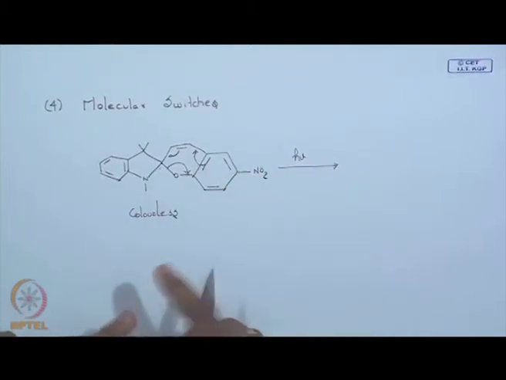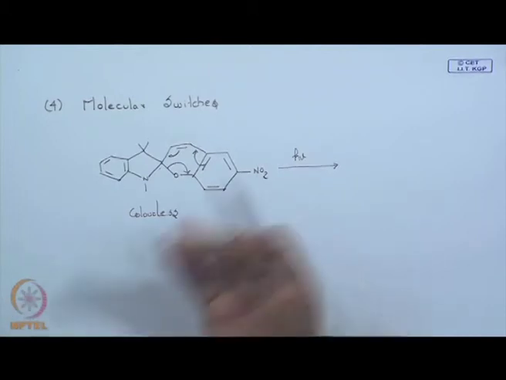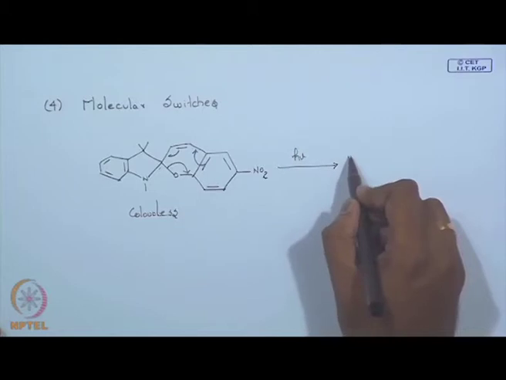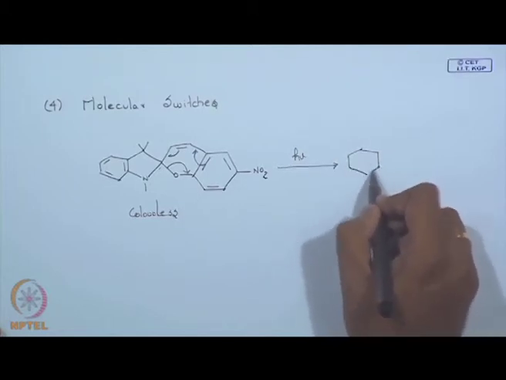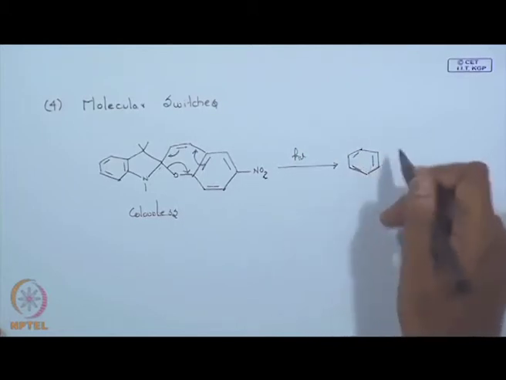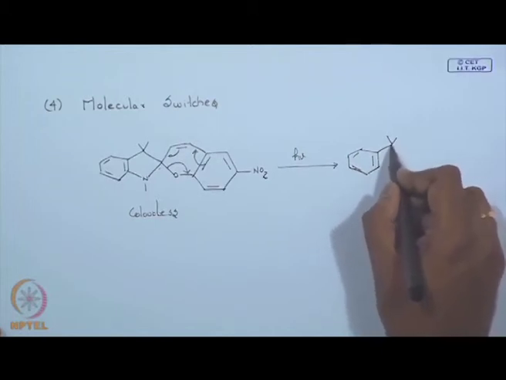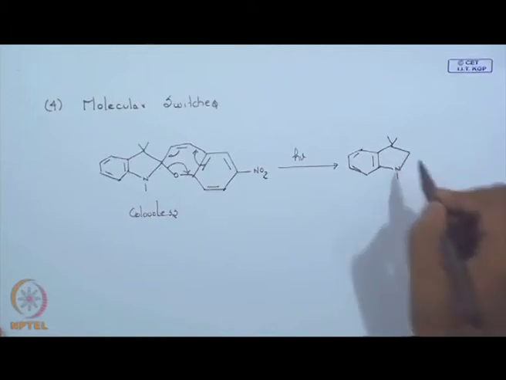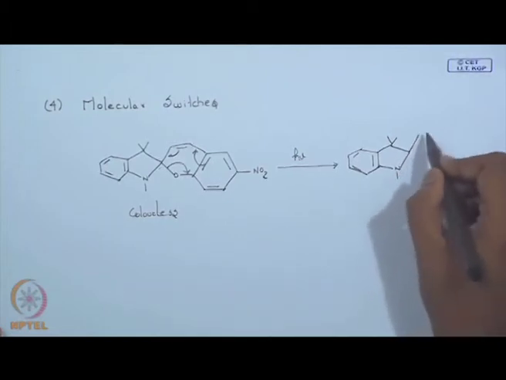See, now what happens once you ring open, it becomes a keto form, like a ketone. And most of the time you know that keto forms are chromophores and they have a colorful nature, right? So it undergoes a nice ring opening reaction, and you know these ring opening reactions are mostly nice and very simple to do.